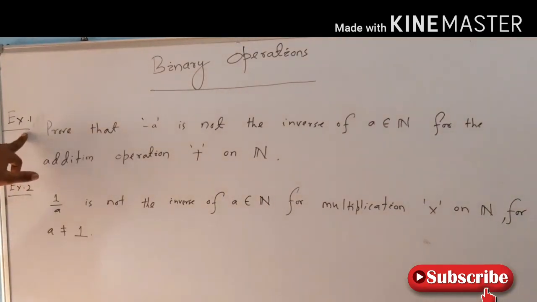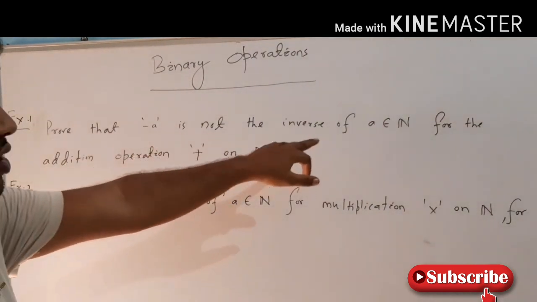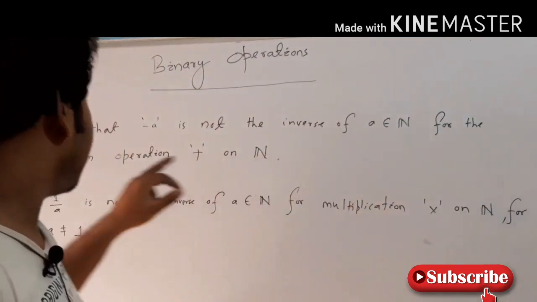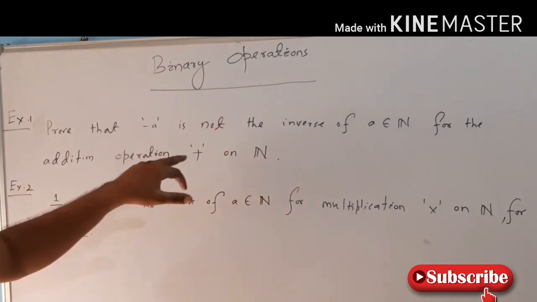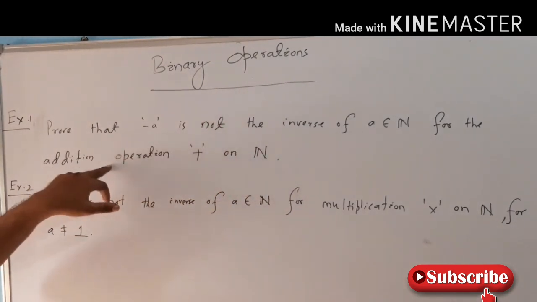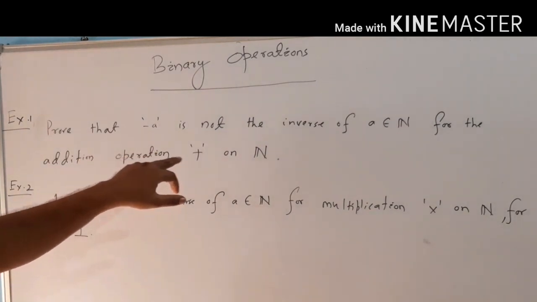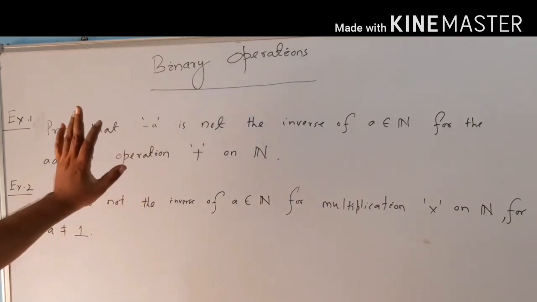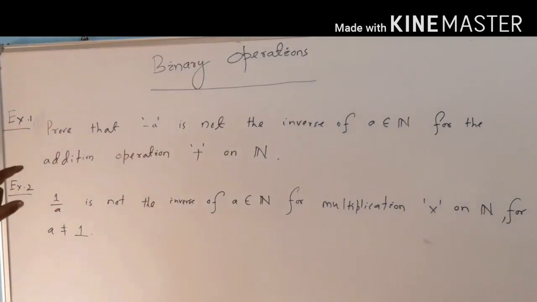Exercise number 1: prove that minus A is not the inverse of the element A belongs to N for the addition operation plus on N. In fact, in this exercise there is no identity element in N with respect to addition operation. So therefore this is not possible, but please try to write the answer by your own.